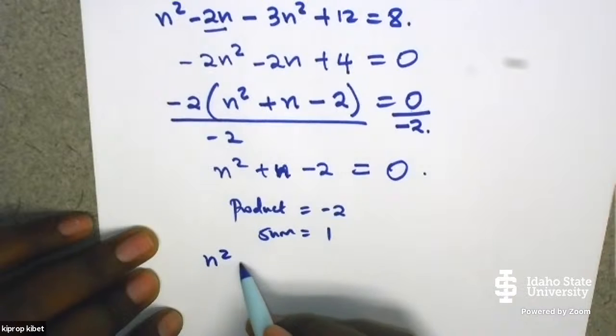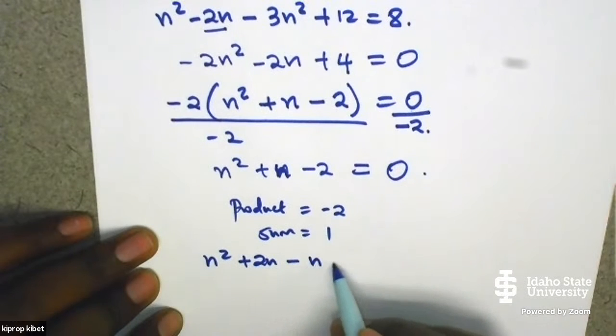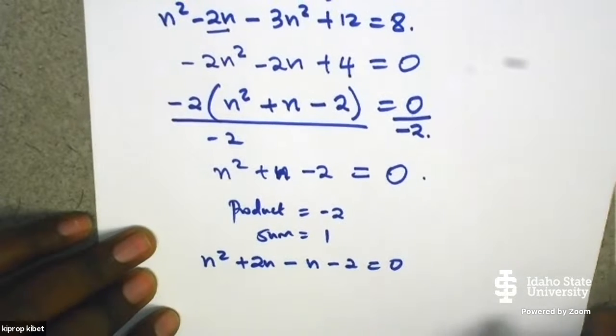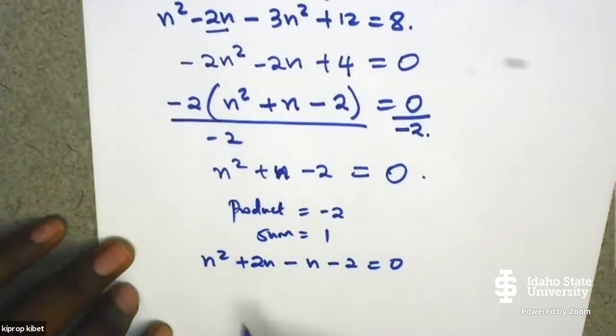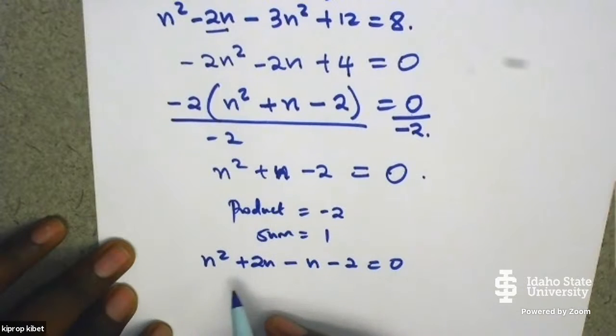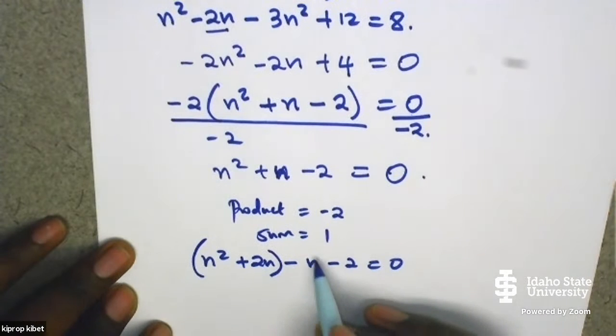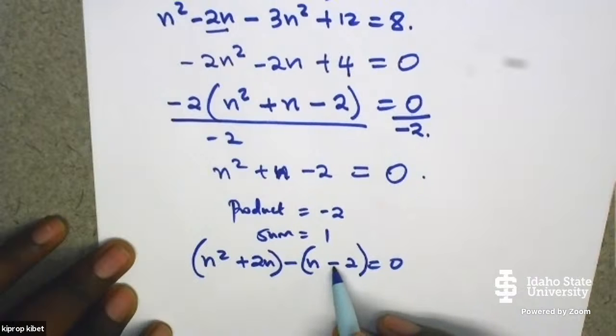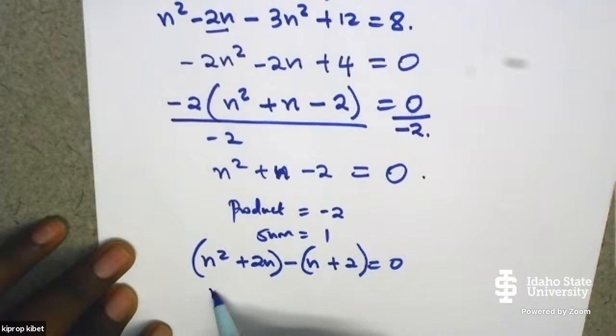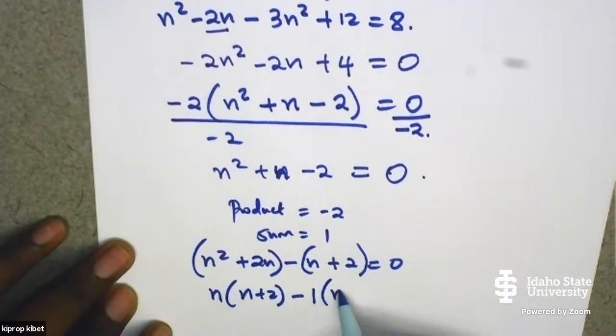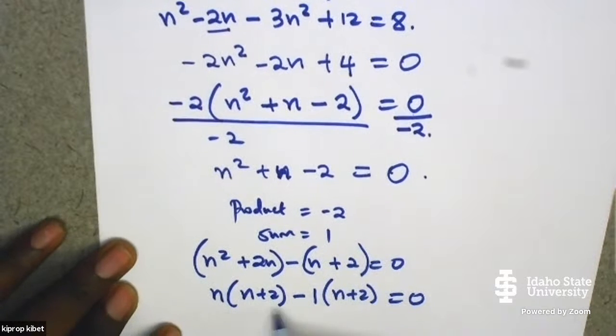So n squared plus 2n minus n minus 2 equals 0. Then we do what? We group them. So we group that and that. We group this and this. What happens here? This one changes to plus. So we factor out n plus 2 minus 1, n plus 2 equals 0. Then again, we factor out n minus 1, n plus 2 equals 0.